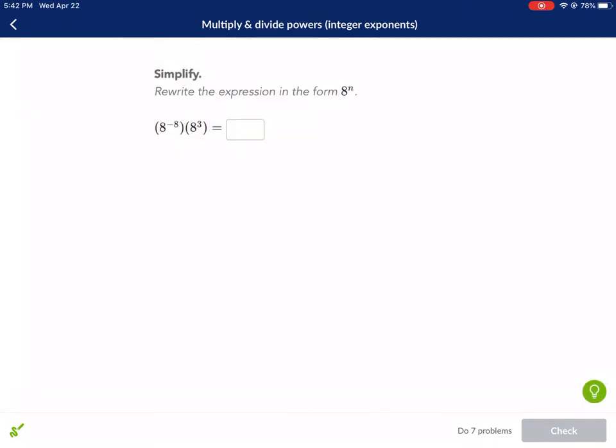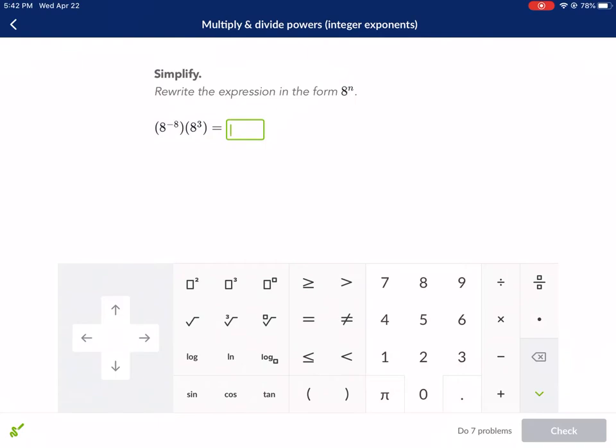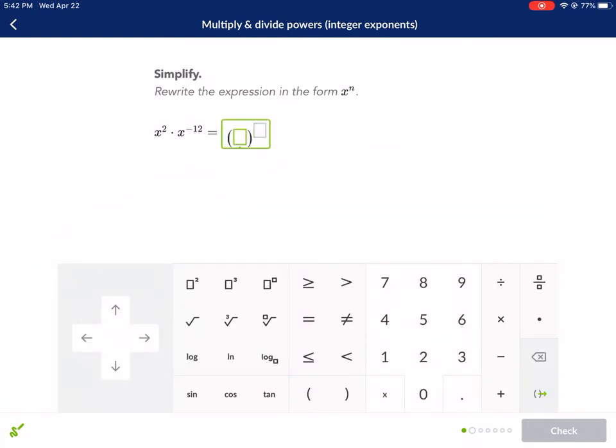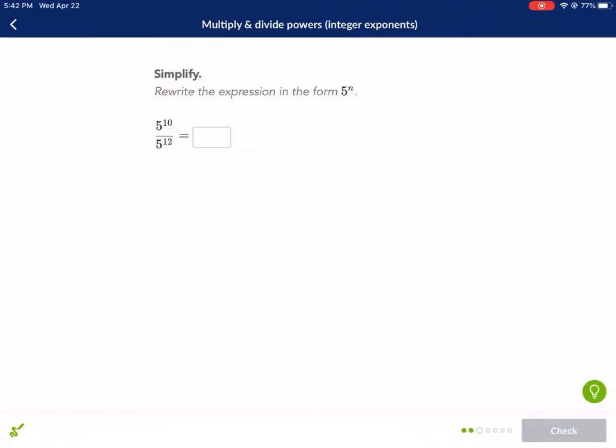So we're going to write 8 to the negative 5th power here. Check it. There we go. Doing great. Same thing here. We have the same bases, x and x. Then we have the exponents 2 and negative 12. We're going to add them, and we get x to the negative 10. So let's go ahead and write x to the negative 10 power. Check it. Good to go.